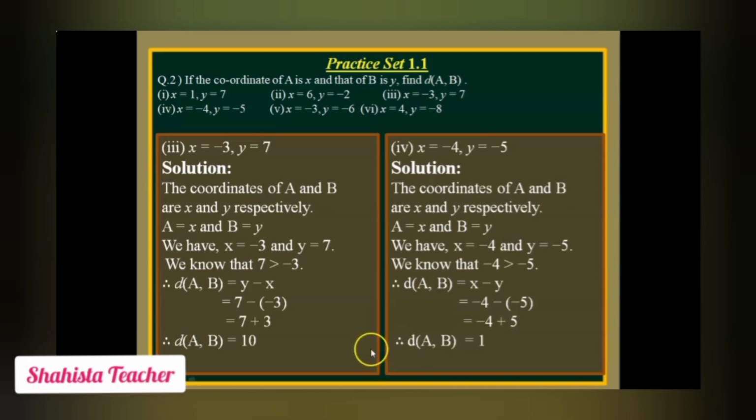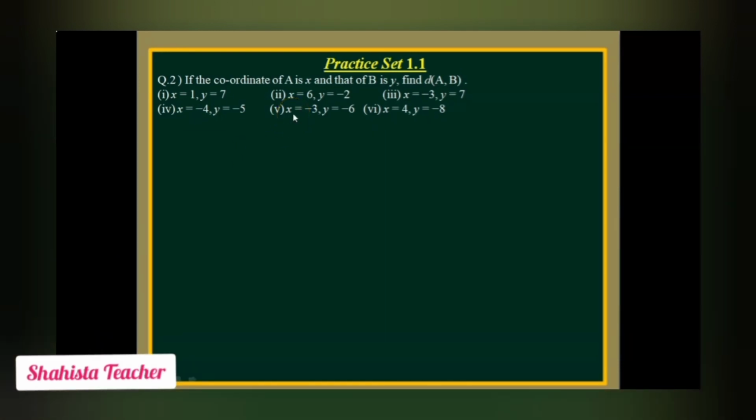So students, now let's solve sub-question 5. Sub-question 5: x is equal to -3 and y is equal to -6. Students, do you know sub-question 5 is exactly similar to sub-question 4. Here the same thing is repeating. x is equal to -3 and y is equal to -6. Both the coordinates carry a negative number. Same as sub-question 4, the same technique, same trick we will apply in this sub-question 5.